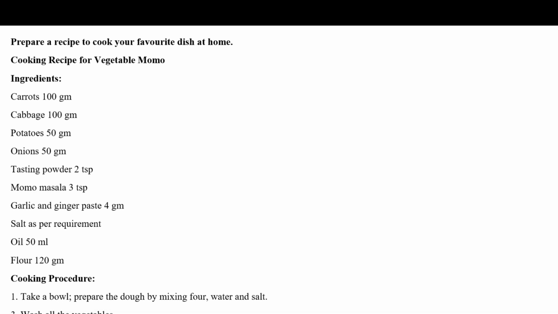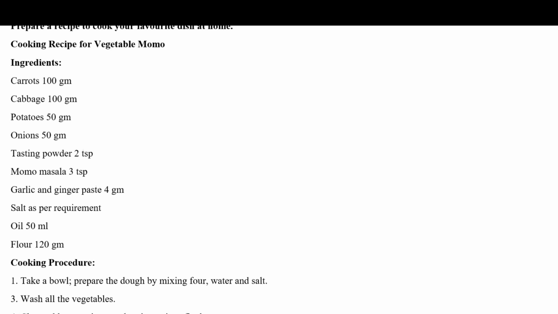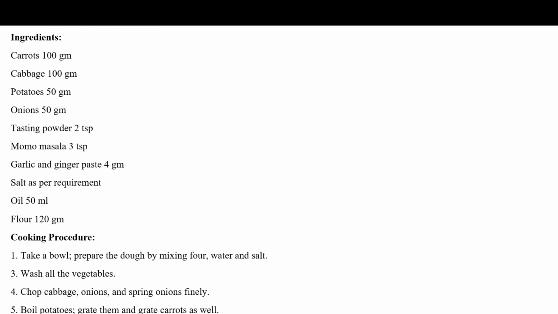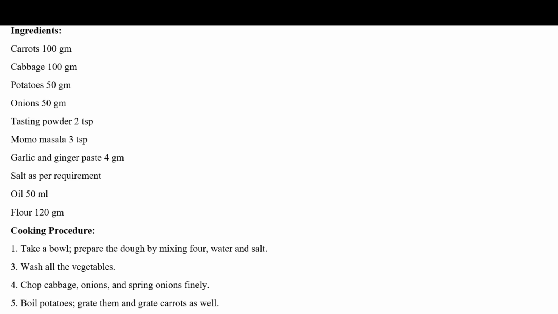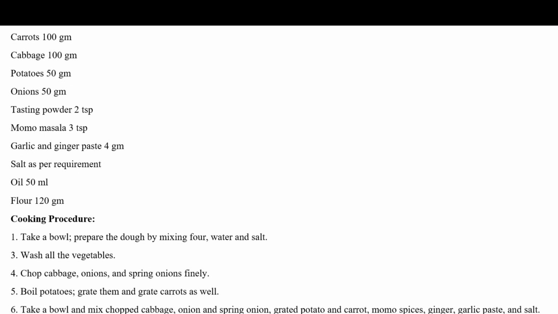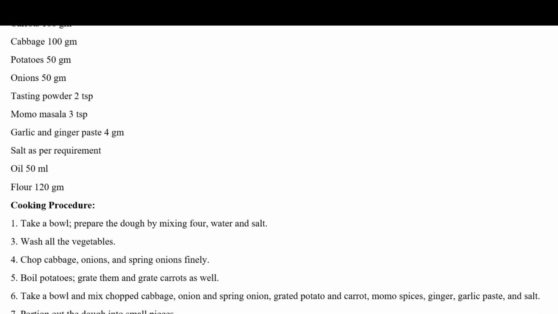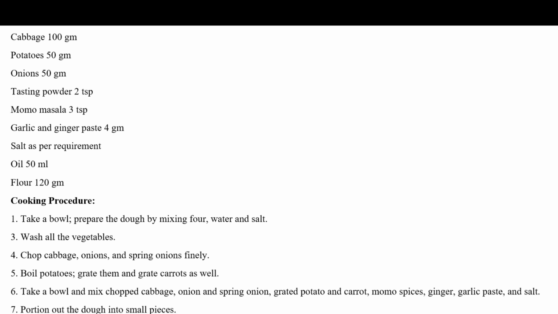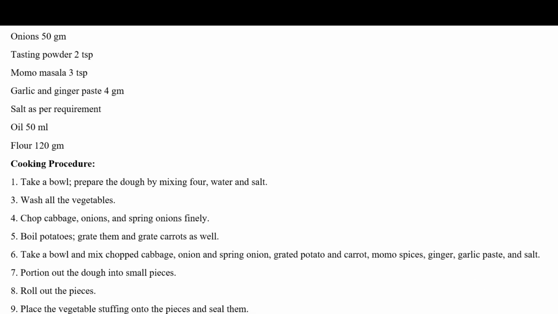Flour 120 grams. Cooking procedure. 1. Take a bowl. 2. Prepare the dough by mixing flour, water and salt. 3. Wash all the vegetables. 4. Chop cabbage, onions, and spring onions finely. 5. Boil potatoes, grate them and grate carrots as well. 6. Take a bowl and mix chopped cabbage, onion and spring onion, grated potato and carrot, momo spices, ginger, garlic paste, and salt. 7. Portion out the dough into small pieces.